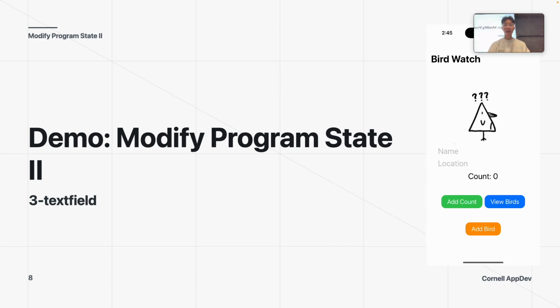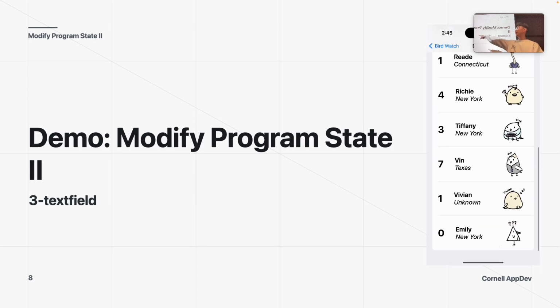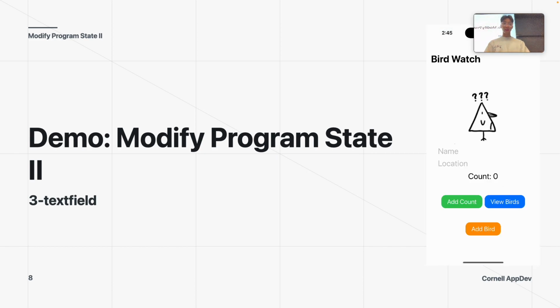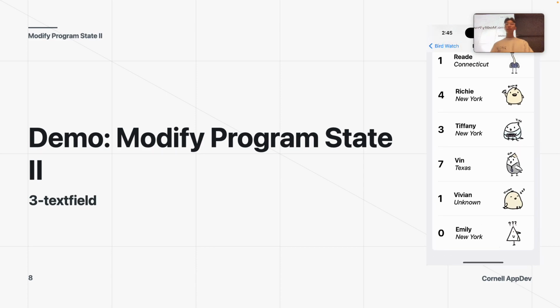All right, so now, the second part of the demo: I'm going to have 2 text fields, and then it's going to add a new bird into this list view right here. So that's my end goal. Again, 2 text fields, get the value of the text fields, get the value of count, click add bird, click view birds, and it should be in there. So that's my goal.